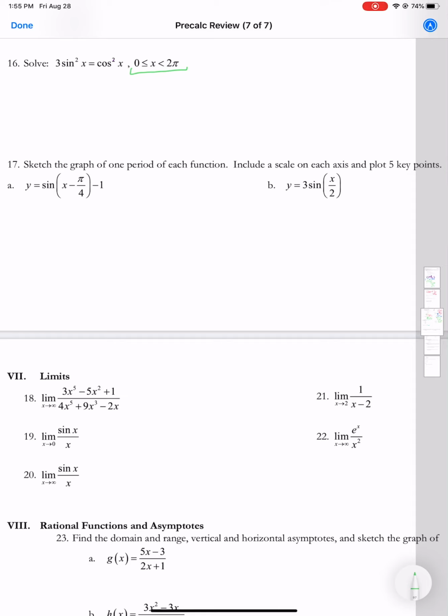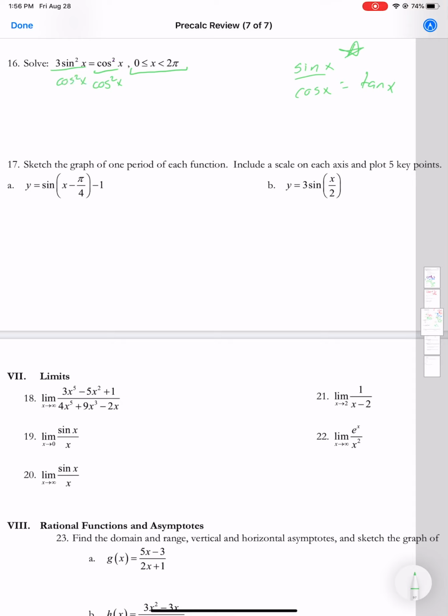So in order to solve this, we're going to need to know a few trig identities. The first one being that sine of x over cosine of x equals tangent of x. And really that's the main one we're going to use here. So if I'm solving 3 sine squared of x equals cosine squared of x, I don't really want to have two different trig functions in this equation. It's going to make it a lot harder to solve. So I want to try to use this identity to change the sine and cosine into just a tangent. So the way I'm going to do that is divide both sides by cosine squared of x.